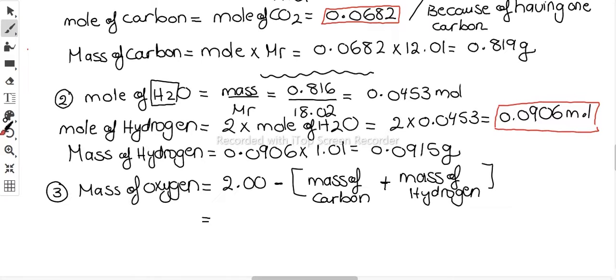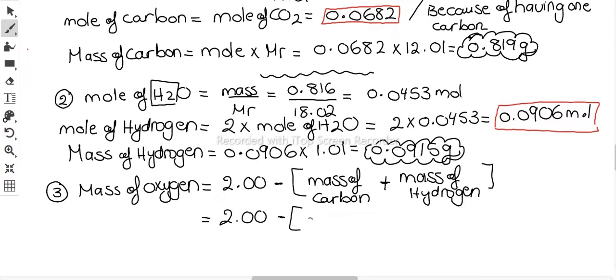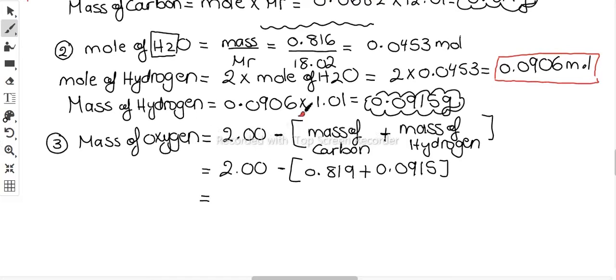Both masses of carbon and hydrogen are already taken from step number 1 and 2. So for the mass of carbon, it is presented right here. And for the mass of the hydrogen, it is also presented right here. So I'm going to say 2 minus, I will add both masses, plus 0.0915. Using the calculator, I will find that the mass of oxygen presented in vitamin C is 1.09 grams.